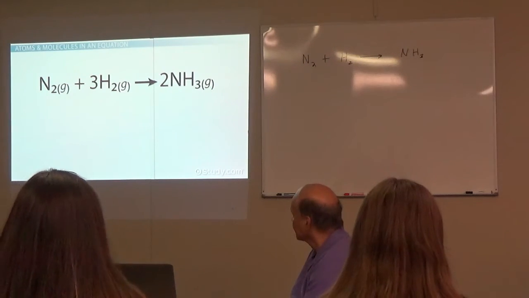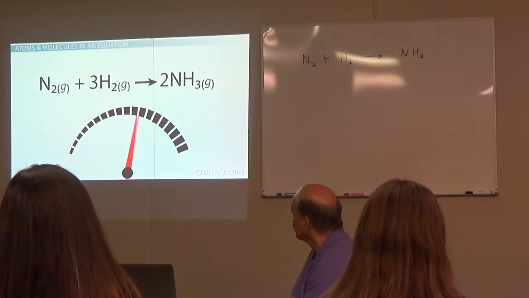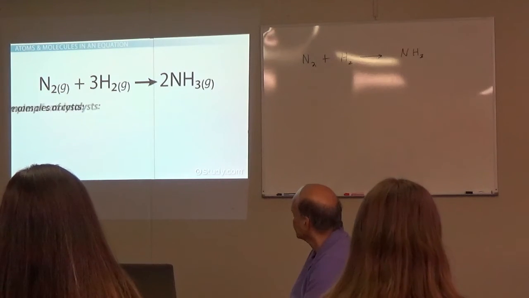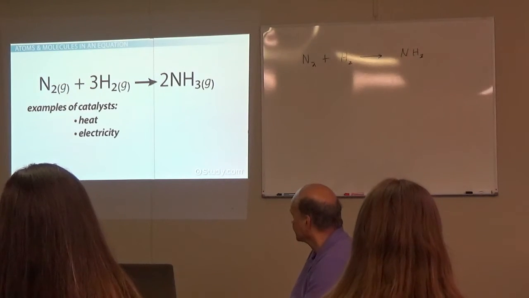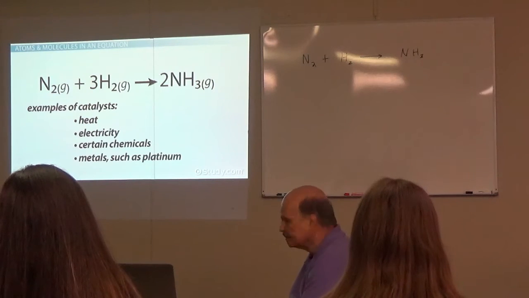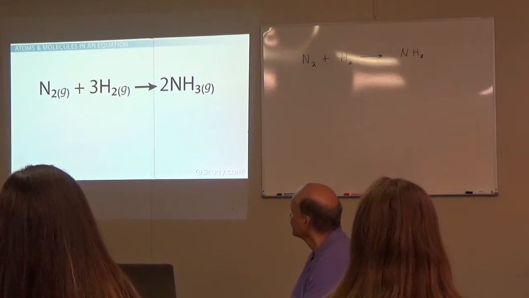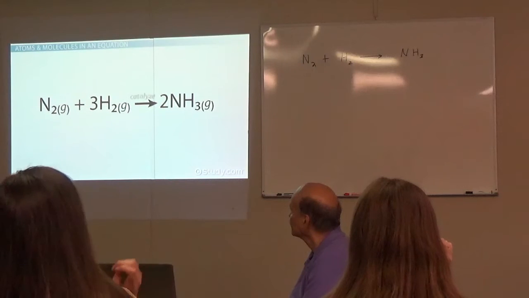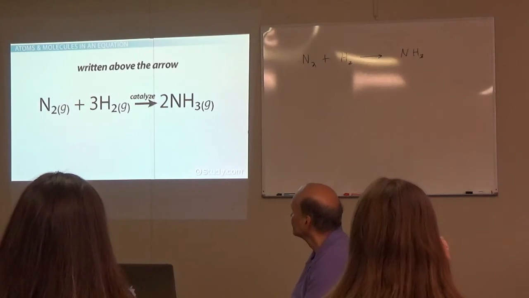Some chemical reactions need a substance to speed up or catalyze a chemical reaction. Examples of catalysts are heat, electricity, and certain chemicals or metals, such as platinum. In a chemical equation, the requirement for a catalyst in a chemical reaction is written above the arrow.